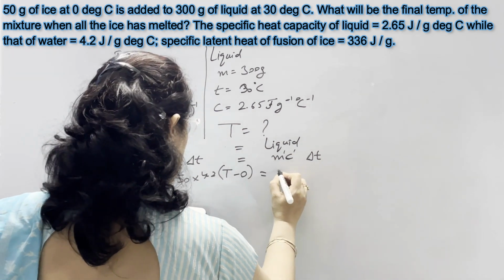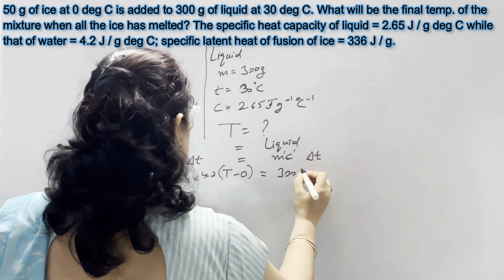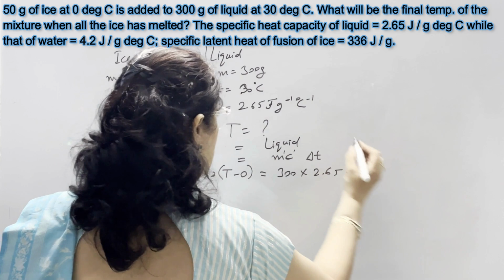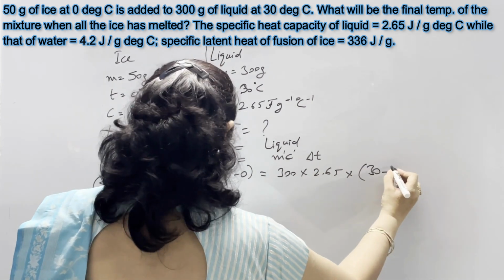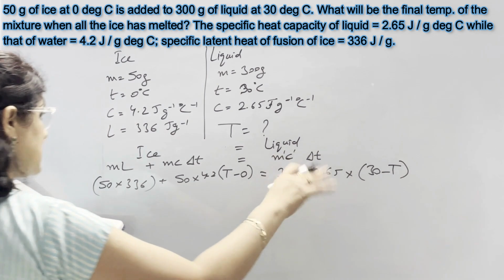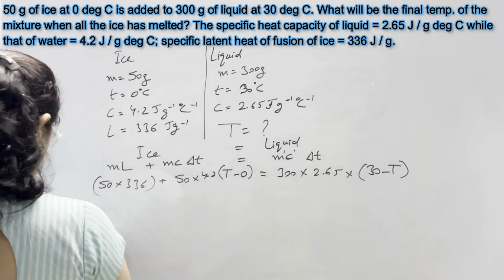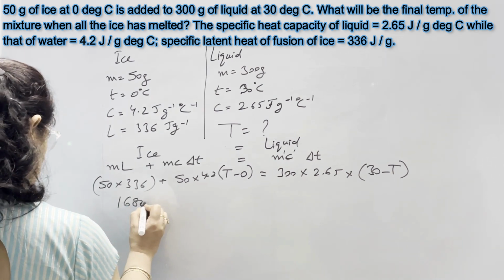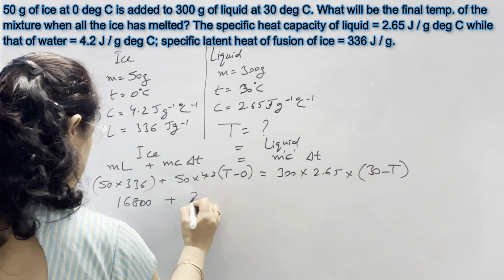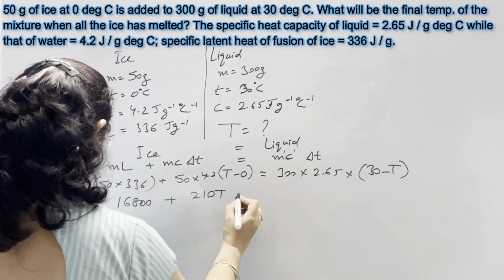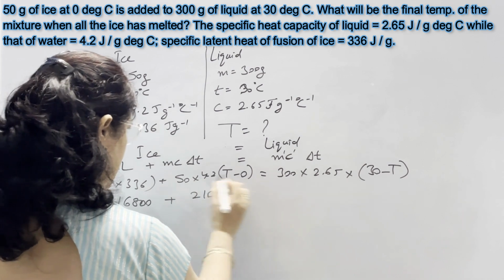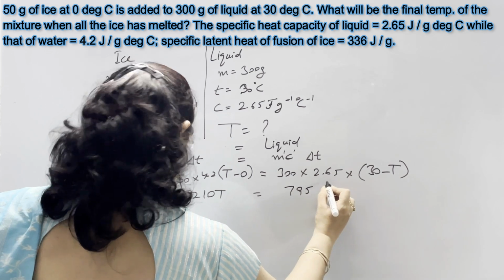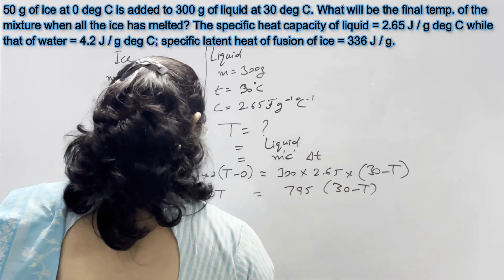Now in this case also, 300 is the mass given, C dash is 2.65, and the temperature of this is 30, so 30 minus final. Final we don't know, we take it as T. Now for calculation, 50 into 336 means 16800 plus this is 210 T, is equal to, on that side, 795 into (30 minus T).